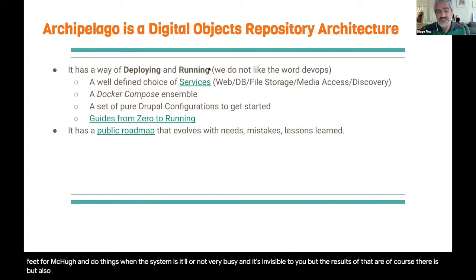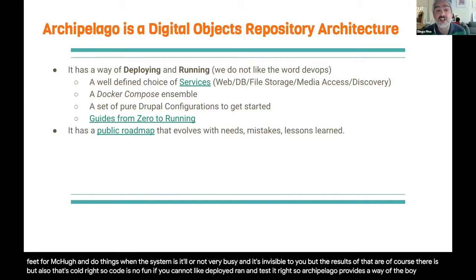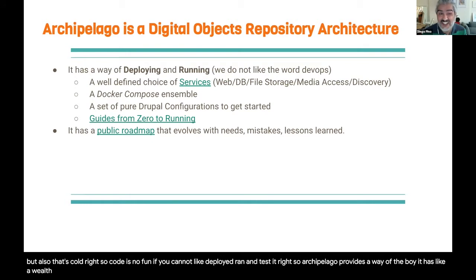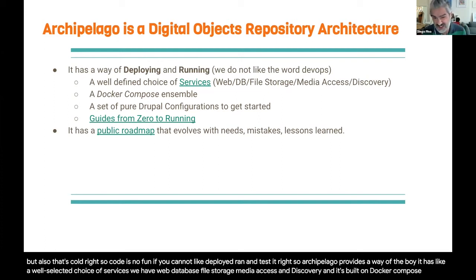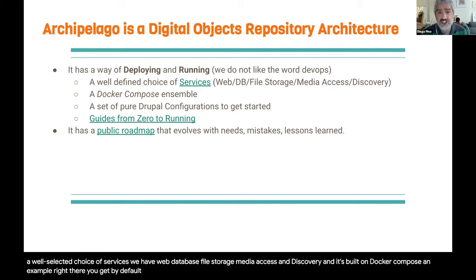But also, that's code, right? So code is no fun if you cannot deploy, run, and test it, right? So Archipelago provides a way of deploying. It has a well-selected choice of services. We have web, database, file storage, media access, and discovery. It's built on Docker Compose. It's an ensemble, right, that you get by default.